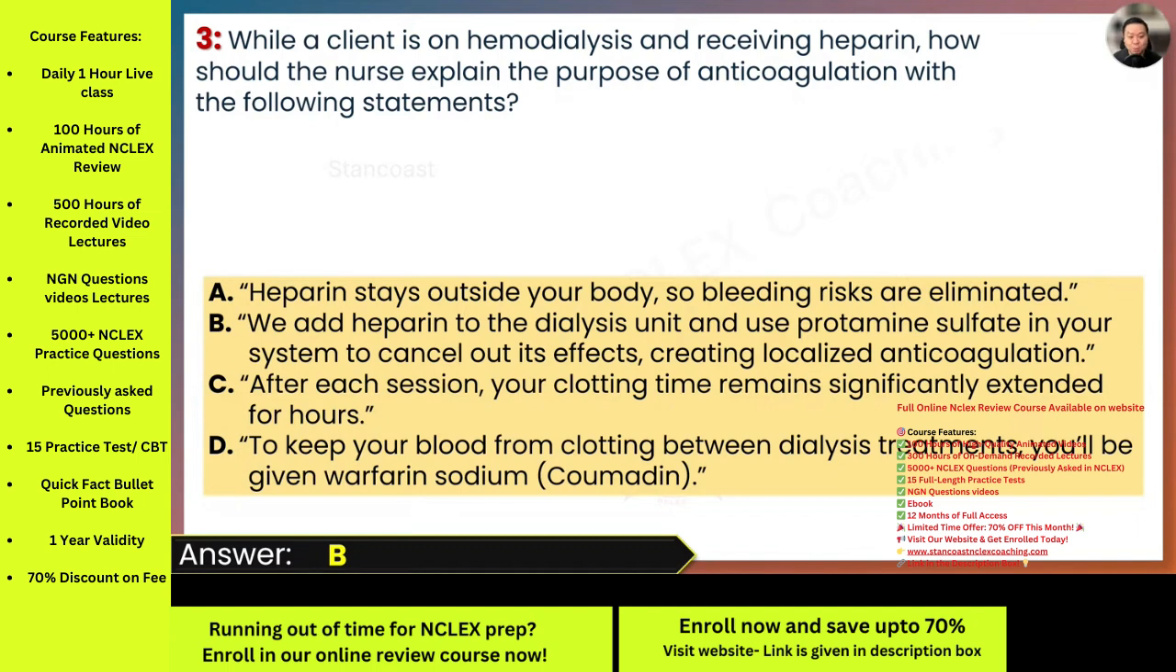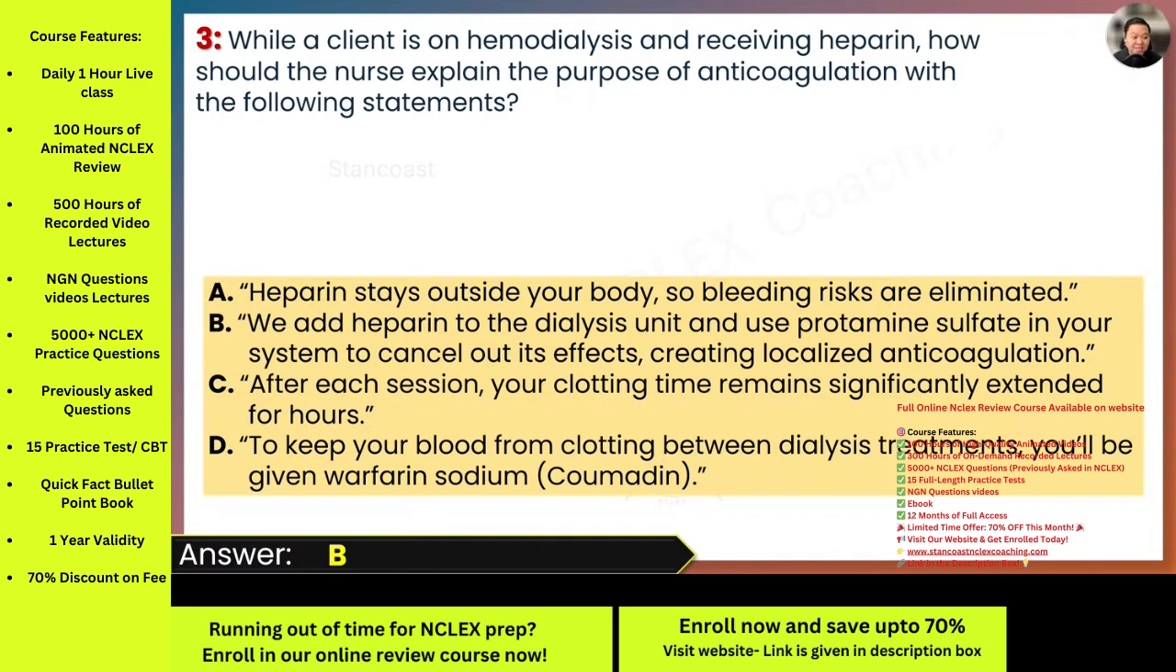Now, letter C. Why is this incorrect? Well, we know that heparin use in dialysis can slightly prolong clotting time, but it does not keep the blood anticoagulated for hours. And since protamine sulfate is used to reverse the heparin's effects, most patients regain normal clotting ability relatively quickly. And if clotting time were significantly extended, the patient would be at higher risk for post-hemodialysis bleeding complications, which is not a routine concern.